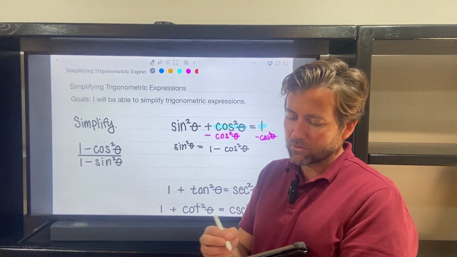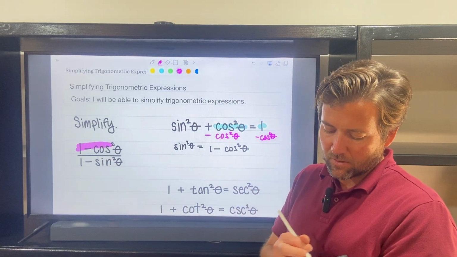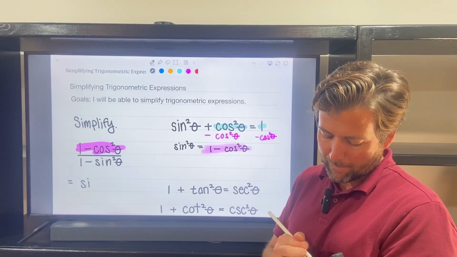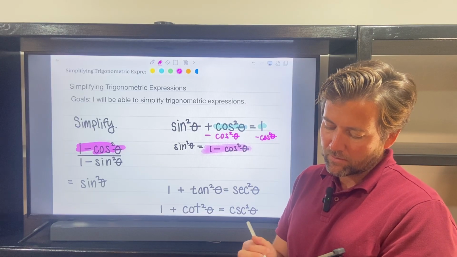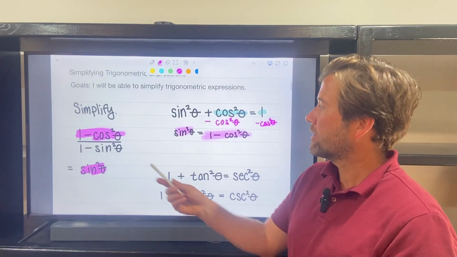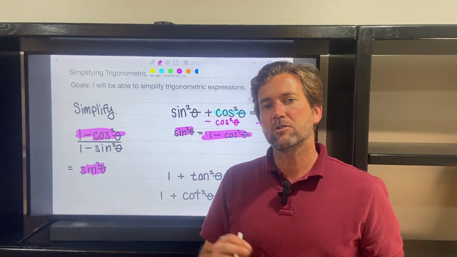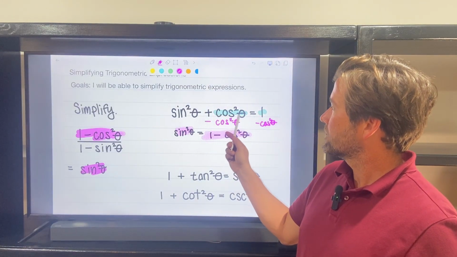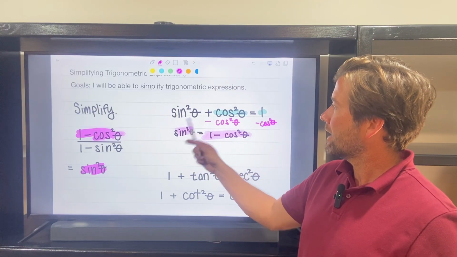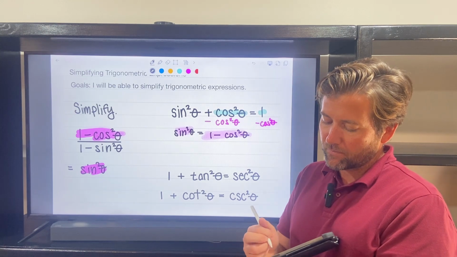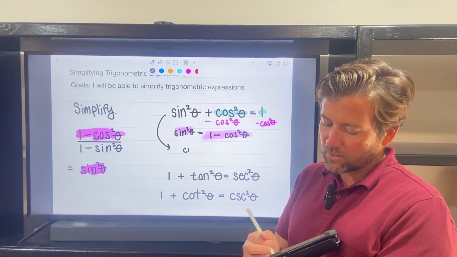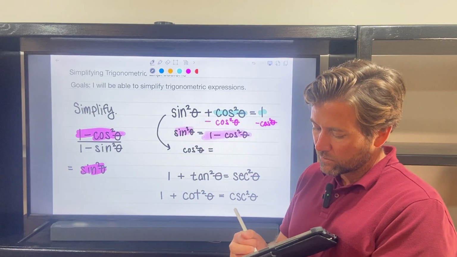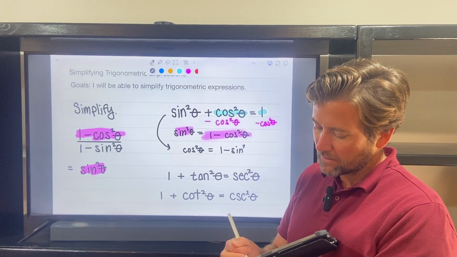So see where I have 1 minus cosine squared theta here? We can replace that with sine squared theta. And see how I have 1 minus sine squared theta? So whenever you see a trig function squared, you want to go back to Pythagorean identities. And back up here, if I were to solve for cosine squared theta, if I were to get this cosine squared theta by itself, I would subtract sine squared theta from both sides. So if I subtract sine squared theta from both sides, this would become 0. I have cosine squared theta equals 1 minus sine squared theta.